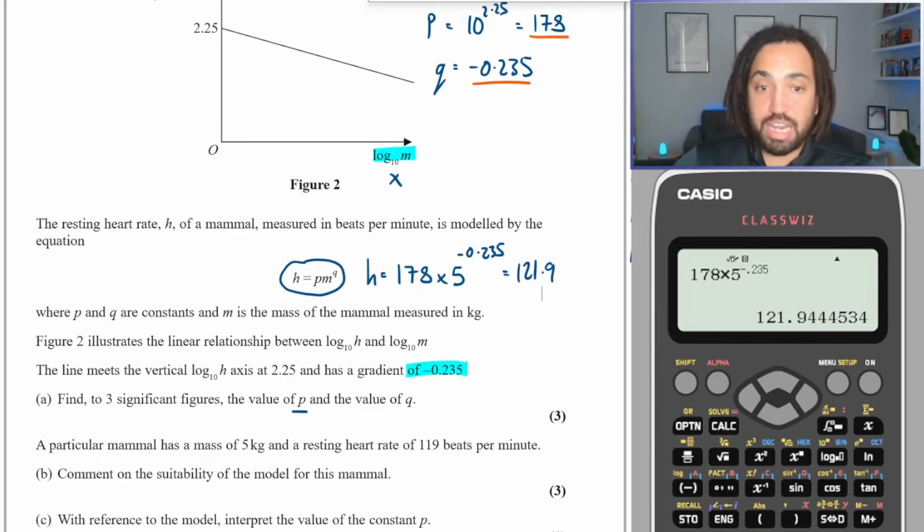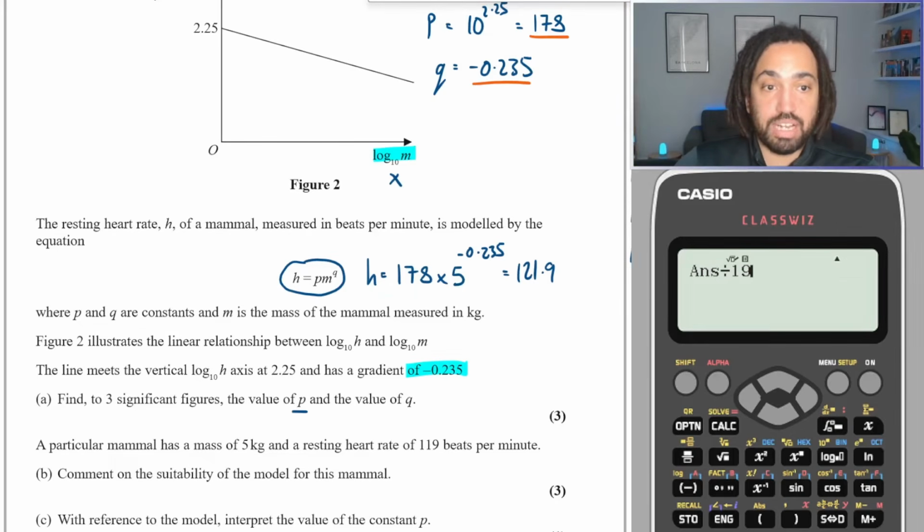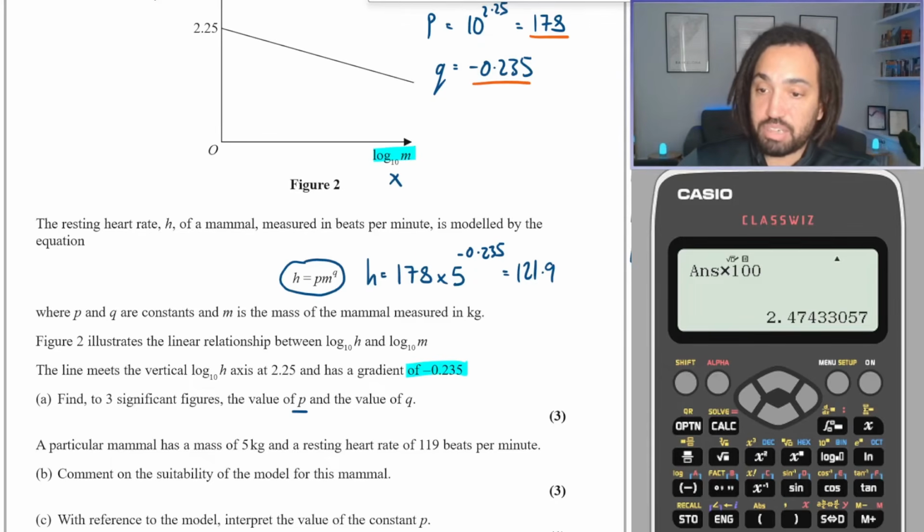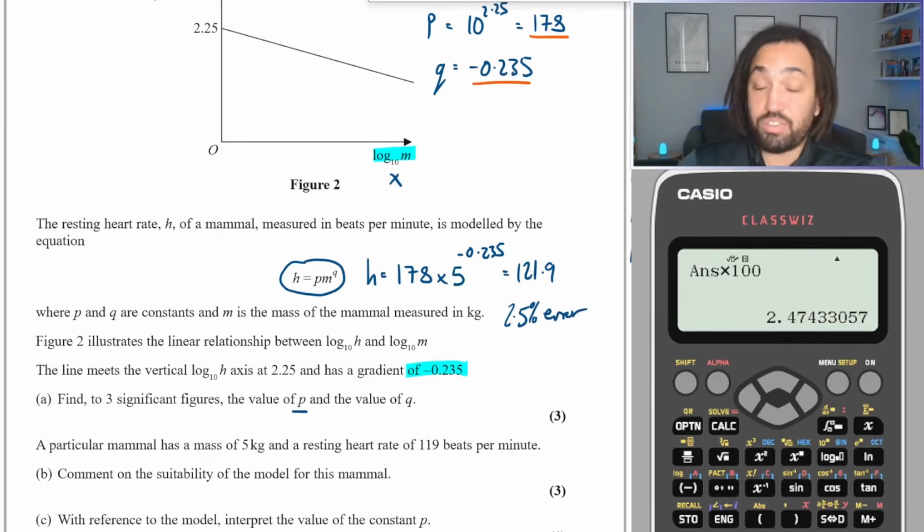Well, let's find the error margin, shall we? So let's subtract the actual value to get the difference between the two, and then let's divide that by the actual value to get the percentage error, times it by 100. So that's 2.5 percentage error. So we can say 2.5% error, and that is a good model. Anything under 5% is a good model. So this means it is a good model.